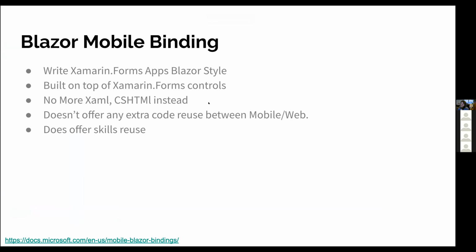So with the Blazor mobile bindings, you're writing Blazor syntax or Razor syntax and writing everything like you would with the Blazor app, except instead of using all those webby kind of controls, it uses the Xamarin Forms controls. So your stack layout, your button, all that sort of stuff. This doesn't build a website, it builds a mobile app. So the intention here is if you're good at Blazor, but you want to get into native mobile apps, you can use Razor syntax instead of XAML.